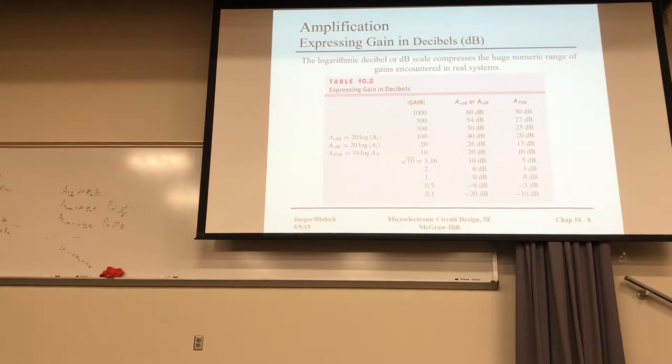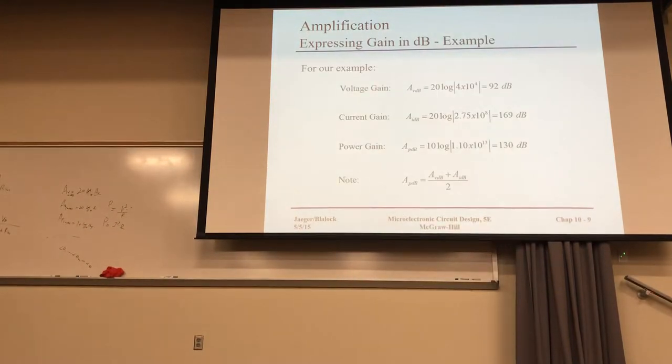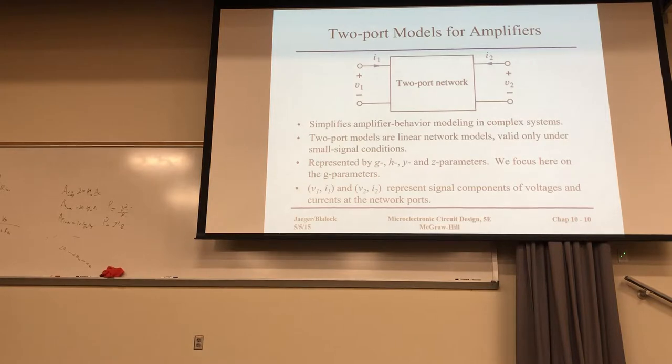So for voltage gain in dB, it is equal to 20 times log base 10 of Av, that is, the decibel representation. The current gain in dB is also 20 log base 10 of Ai, and the power gain in dB is equal to 10 times log base 10 of Ap. So you only need to remember these three equations.